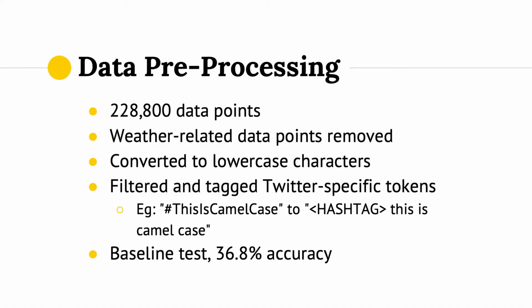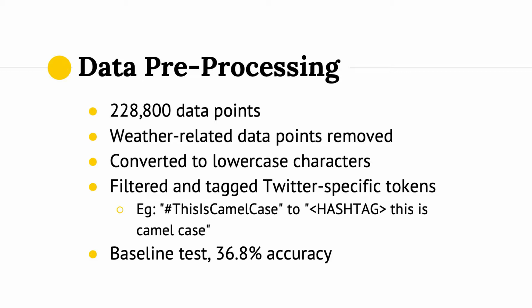The first step is to pre-process the data. That is taking each tweet and pre-processing it so it can be inputted into our machine learning models. We had over 228,000 tweets for our data set. We made sure to remove all weather-related tweets. So if a tweet contained a word such as sunny, thunder, rain, or clouds, we would remove it just so it wouldn't bias our machine learning models. We converted all the tweets to lowercase, and we filtered and tagged Twitter-specific tokens. So that is usernames, URLs, and hashtags.